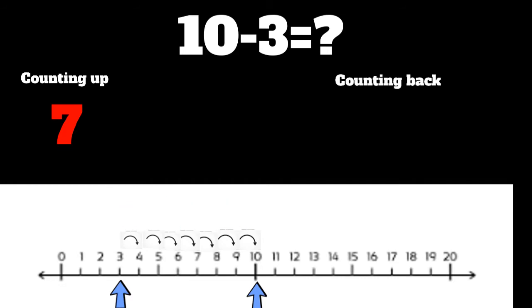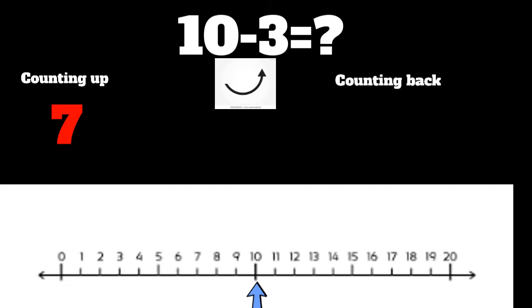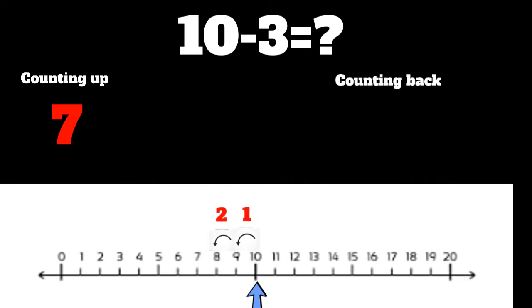And let's see if counting back gives us the same answer. So with counting back, we're going to start at the larger number, 10, and we're going to take 3 hops back. So find 10 on your number line. Let's take 3 hops back. 1, 2, 3. My friends, what number did we just land on? If you said 7, then you are correct. Using our counting back strategy, we found that the difference between 10 minus 3 is 7.